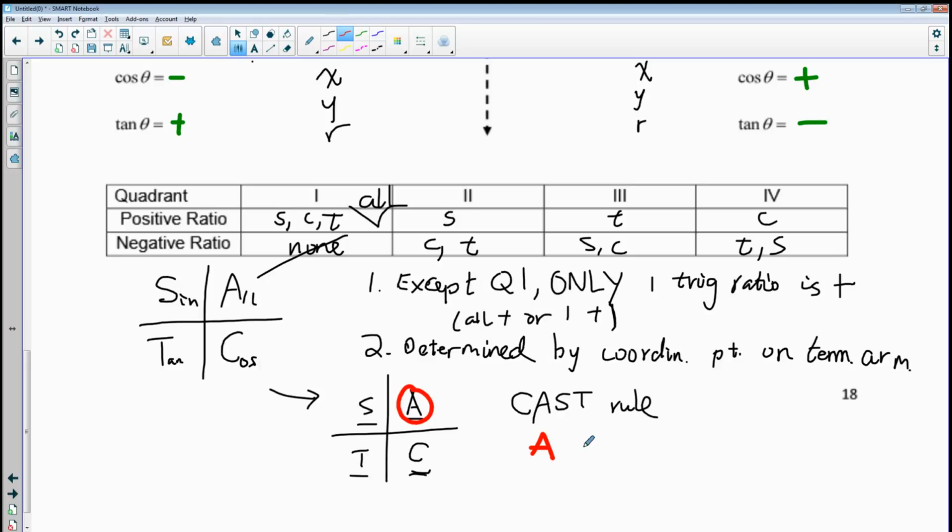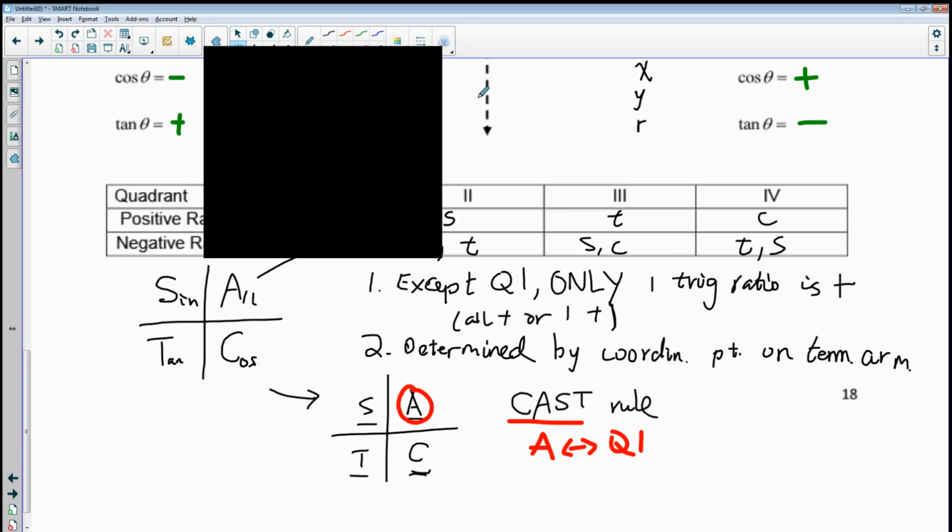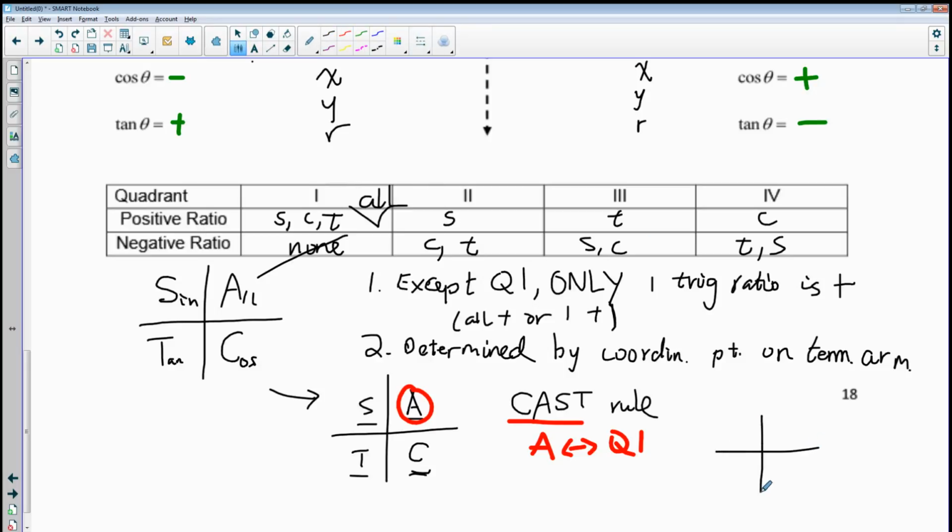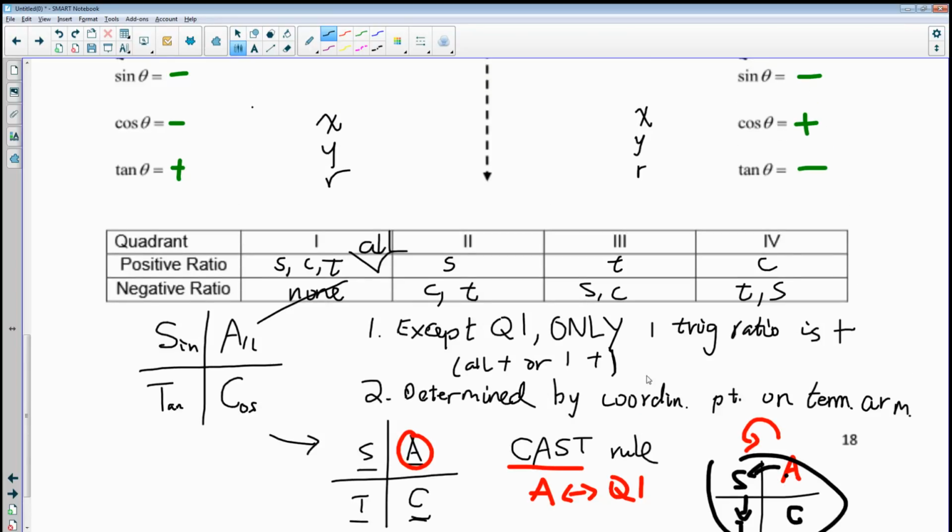So remember two things: CAST, and quadrant 1 is A. Quadrant 1 is all positive. Let me fill it in. Say I need to solve a trig problem and I want to know sine. I remember all is positive here, then I follow CAST in the positive direction. A is the second letter, so C must be here. C-A-S-T. Okay, like that.